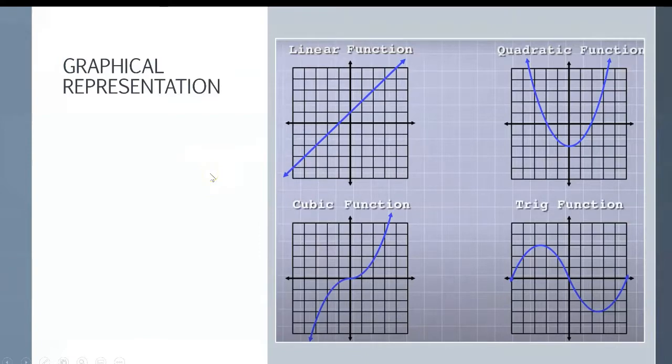Also, functions can be represented graphically. The example we have just seen is a linear function, but they can be quadratic, cubic, or trigonometric functions. So these are examples of functions. That means one member of the input set corresponds to one member of the output set.